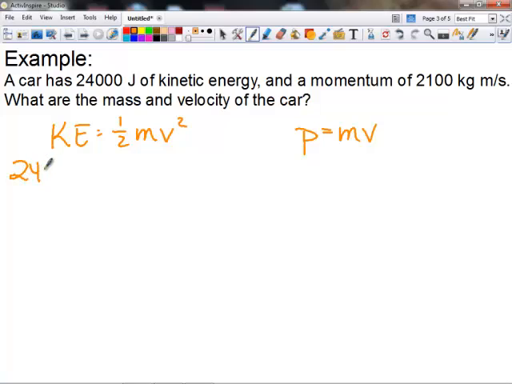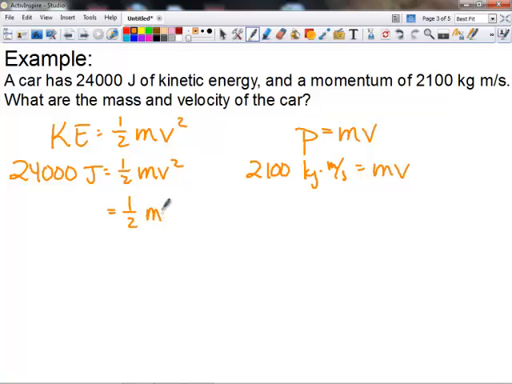Kinetic energy, 24,000 joules, is 1/2 mv squared. Momentum, we just said, was 2,100 kilograms meters per second. And that equals mv. Okay? What does 1/2 mv squared really mean? Think back to your days when you first learned algebra. You know that this is really 1/2 mv times v. So where we have the mv, we can substitute in our 2,100 kilogram meters per second.